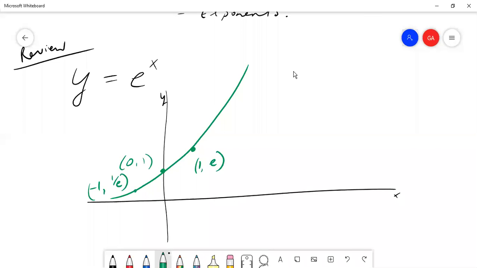And I said yesterday that you all should be very familiar with plotting, and using transformations to plot similar graphs.